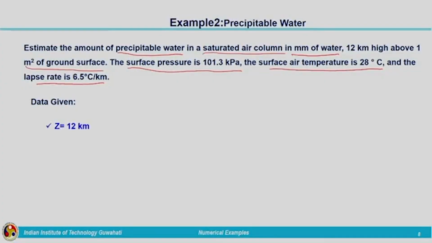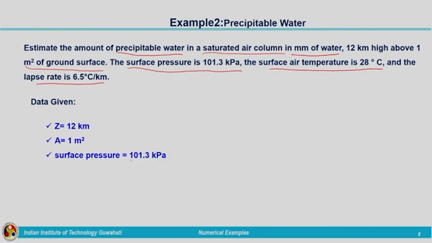What do we need to calculate? We need to calculate the amount of precipitable water in the atmospheric column. The dimension of the atmospheric column is given: it is 12 kilometer high above the ground surface and the area is considered to be 1 meter square. So, we will start solving the problem. Data given are: ground surface level is 0 and at an elevation of 12 kilometers, so our Z is 12 kilometer, area is equal to 1 meter square, surface pressure is 101.3 kilopascal and surface temperature is 28 degrees Celsius. Lapse rate is also given, that is 6.5 degrees Celsius per kilometer.